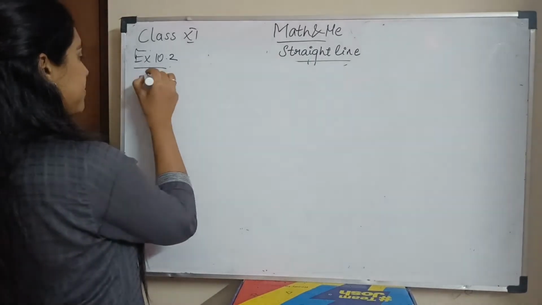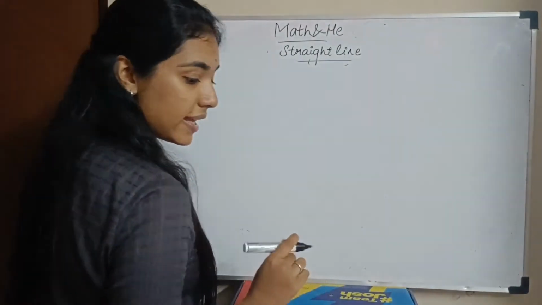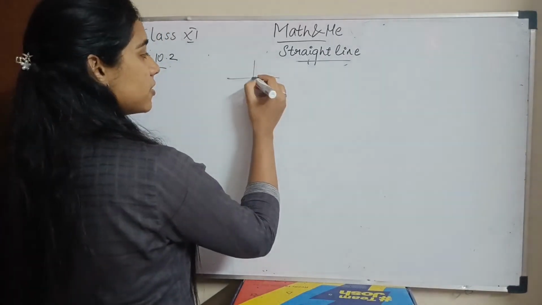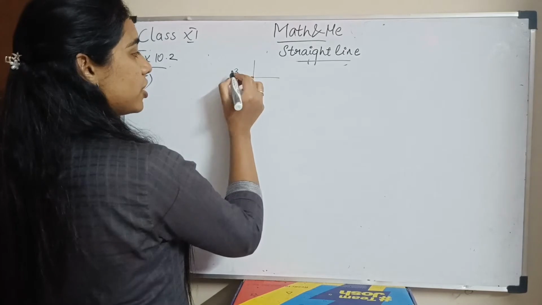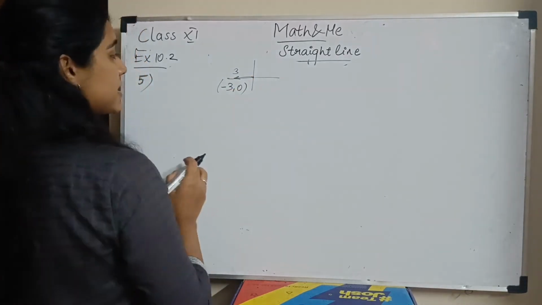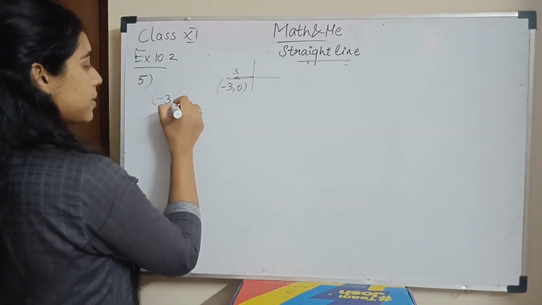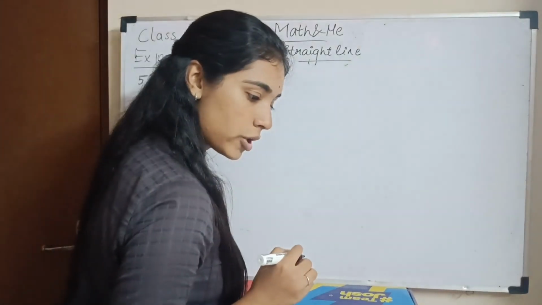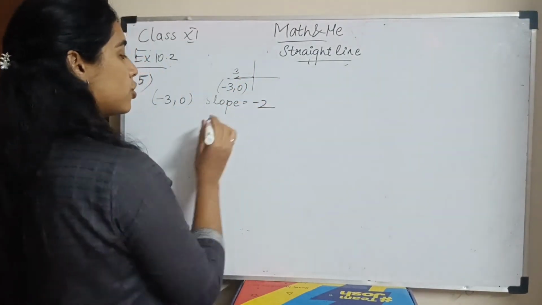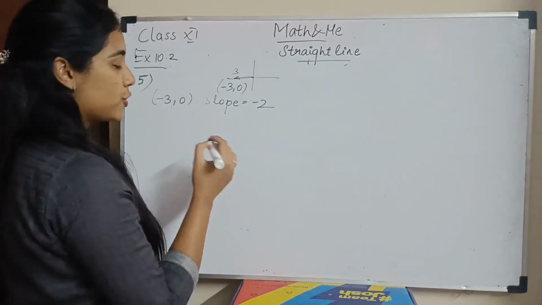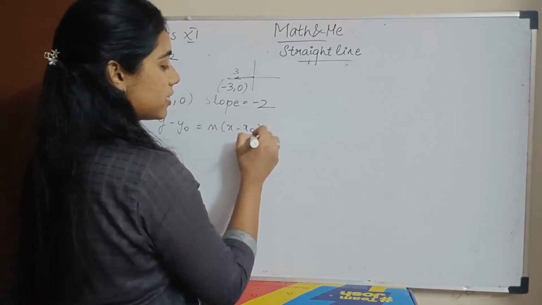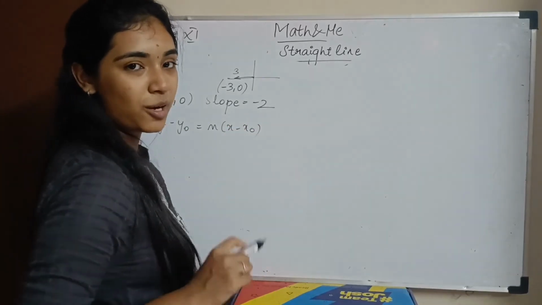Question number 5. Intersecting the x-axis at a distance of 3 units to the left of origin. So if the origin is here, to the left of origin, 3 units now, what will the coordinate be? It will be minus 3, 0. So your point is minus 3, 0. And what else is given? Slope is minus 2. So you know what the point is, you know what the slope is. You can use the point slope form to find the equation. I am not solving this. Find the answer and write it down in the comment section below. Okay.